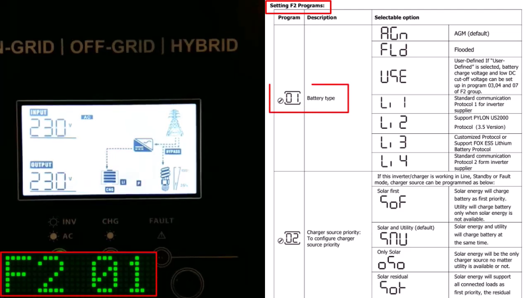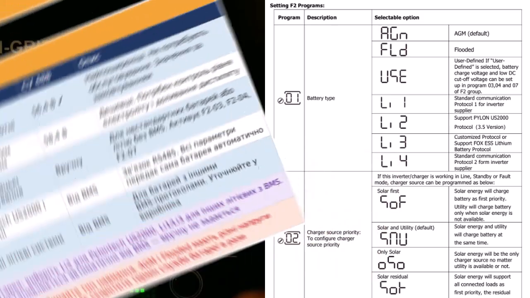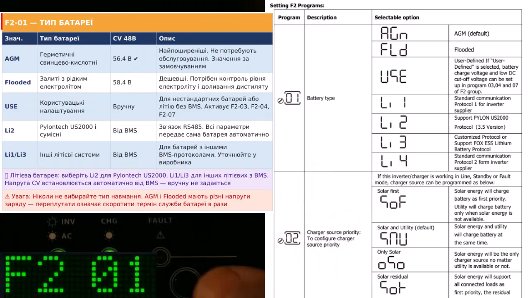F201, battery type. This is the first and most important item in the entire F2 menu. This is where you tell the inverter which battery it's working with. And everything depends on this choice: what the charging voltage will be, what algorithm, what protection thresholds.